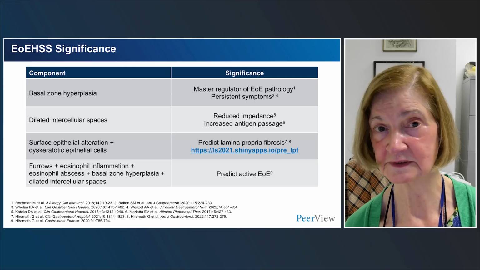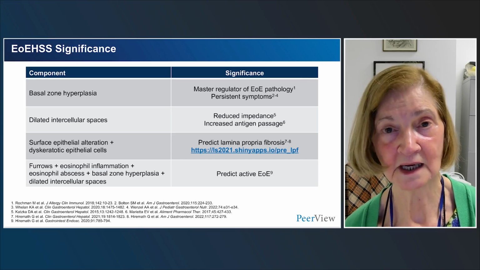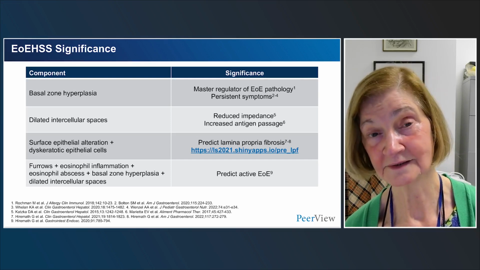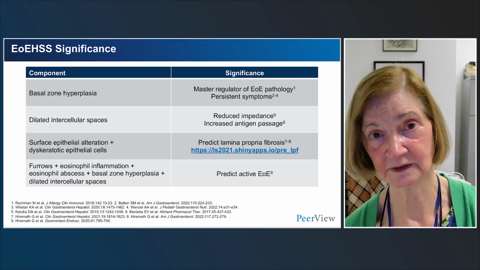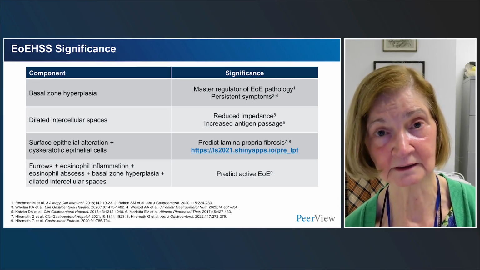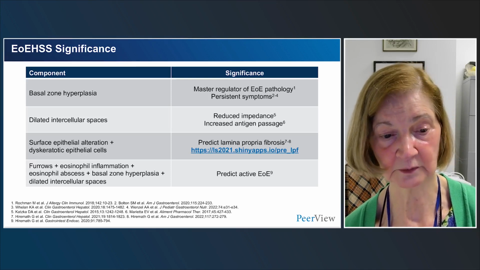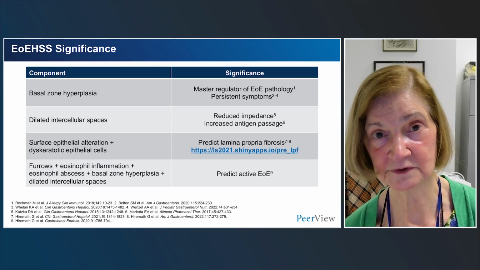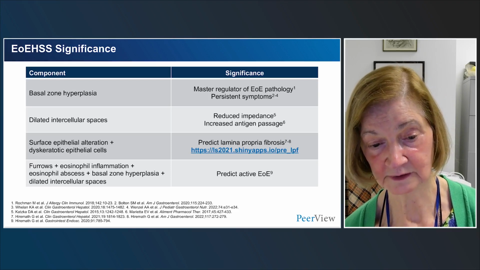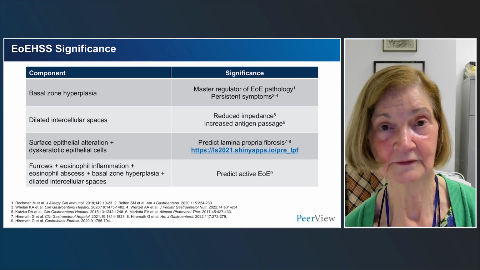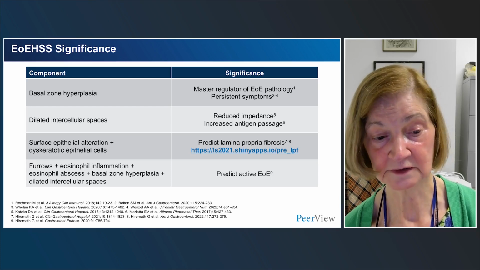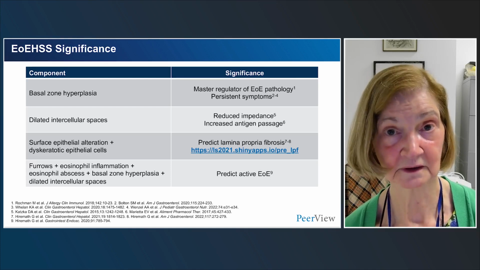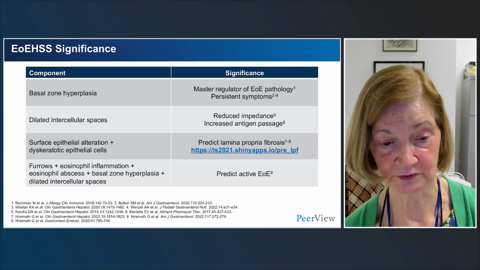Surface epithelial alteration and dyskeratotic epithelial cells, when they're both present in a biopsy, predict the presence of lamina propria fibrosis. This is important because many times lamina propria is not present in the biopsies that we evaluate, and when it is, sometimes it is crushed because of the pinching motion that's used to obtain the biopsy and cannot be evaluated. So having these two as markers of lamina propria fibrosis is potentially very helpful. And here is an algorithm that's available online that uses patient age as well as the grade and the stage scores for these two abnormalities to predict whether a patient has lamina propria fibrosis or not.